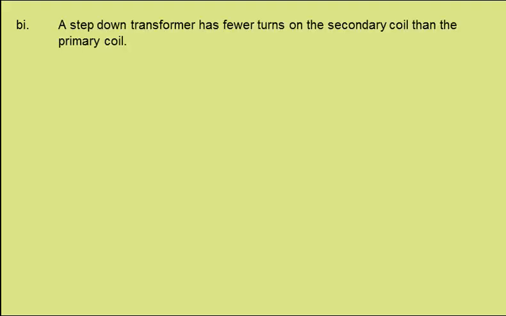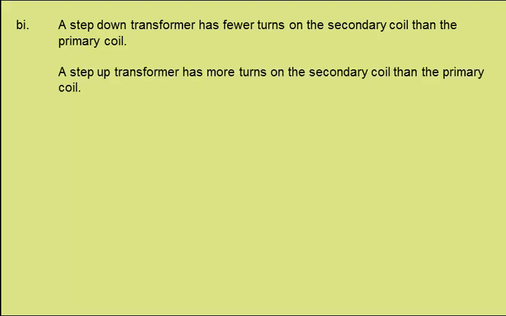Great Britain. In part 1 we need to explain how a step-down transformer differs in construction from a step-up transformer. Well, a step-down transformer has fewer turns on the secondary coil than the primary, whereas a step-up transformer has more turns on the secondary coil than the primary.